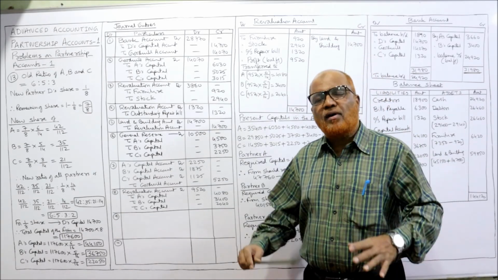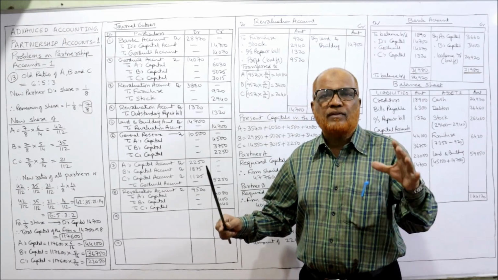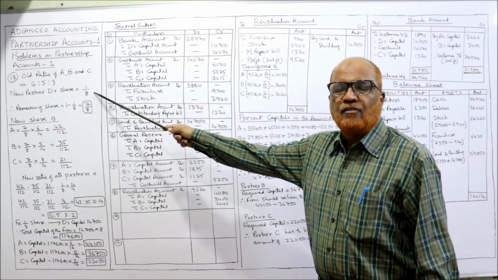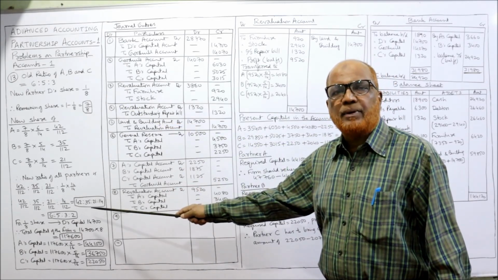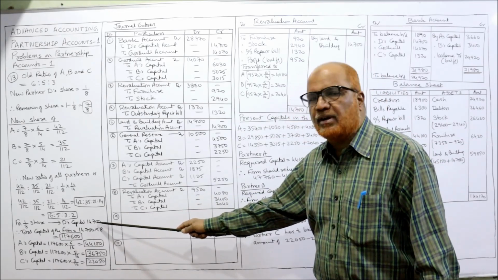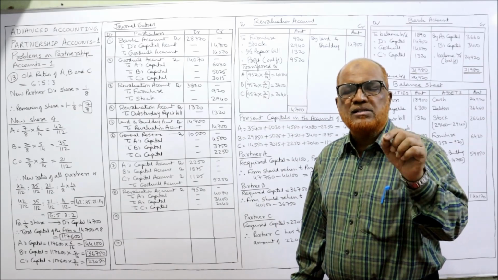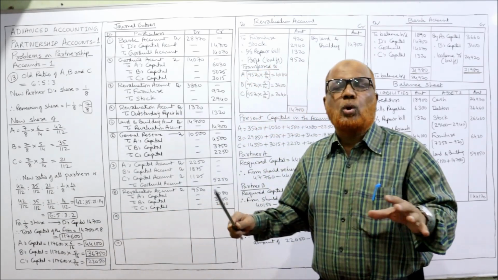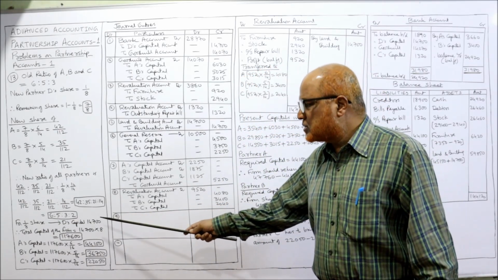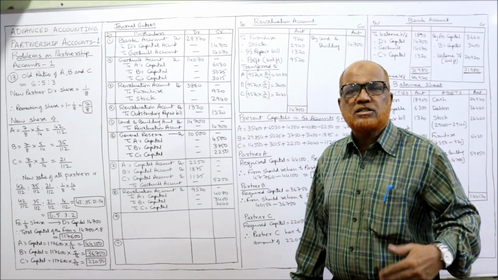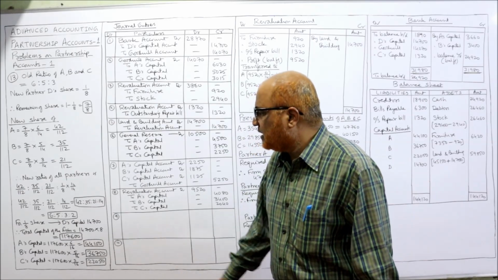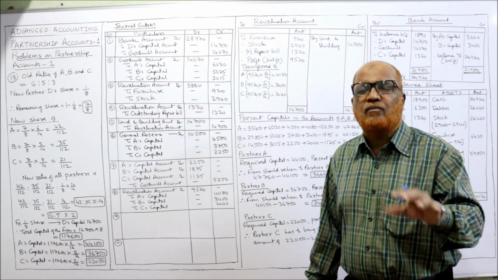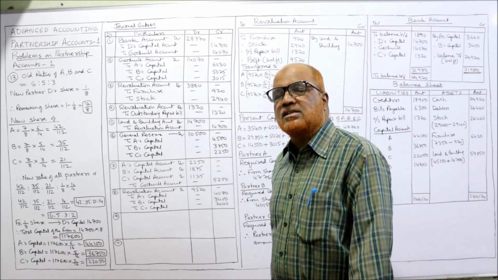Now we find out the firm's total capital according to the new profit sharing ratio. For getting 1/8 share, how much capital was brought in by D? 14,700. 14,700 is the capital brought by D for 1/8 share. So what is the total capital of the firm? 14,700 into 8 times. So it comes to 1,17,600. The total capital of the firm according to the new profit sharing ratio is 117,600.